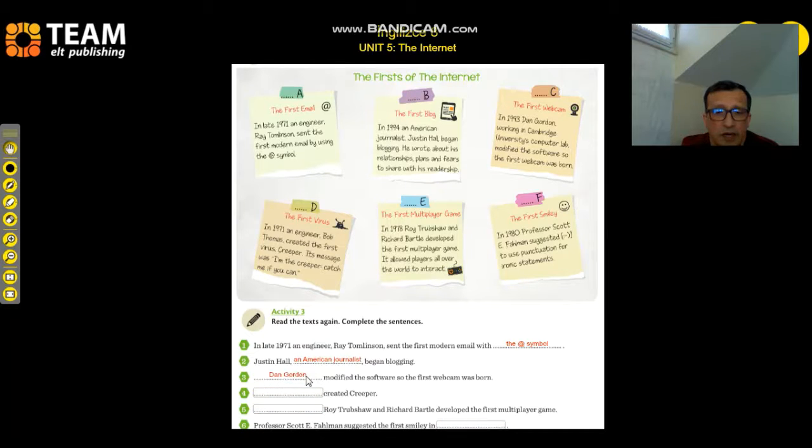Okay. What about Creeper? Who created the Creeper? Yes, Bob Thomas, as you know. Bob Thomas created the first virus called Creeper. And Roy Trubshaw and Richard Bartle developed the first multiplayer game.